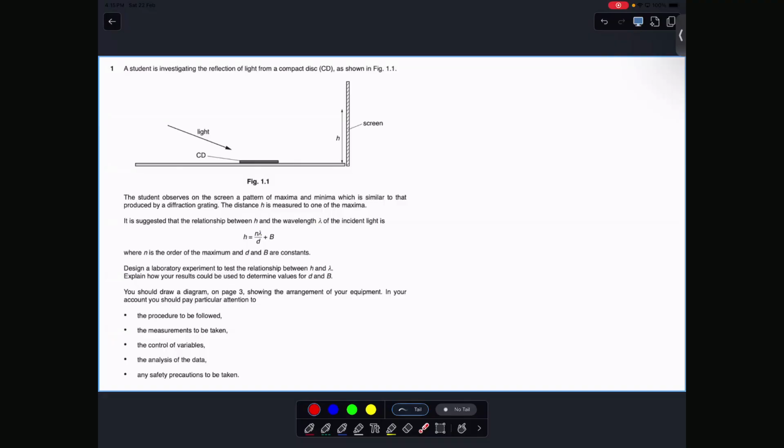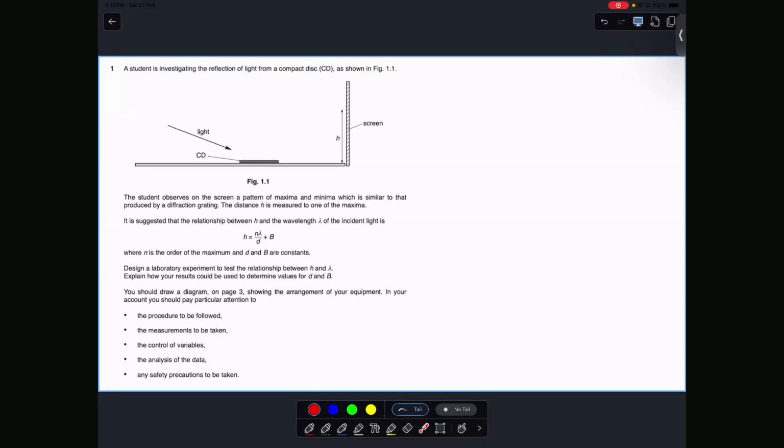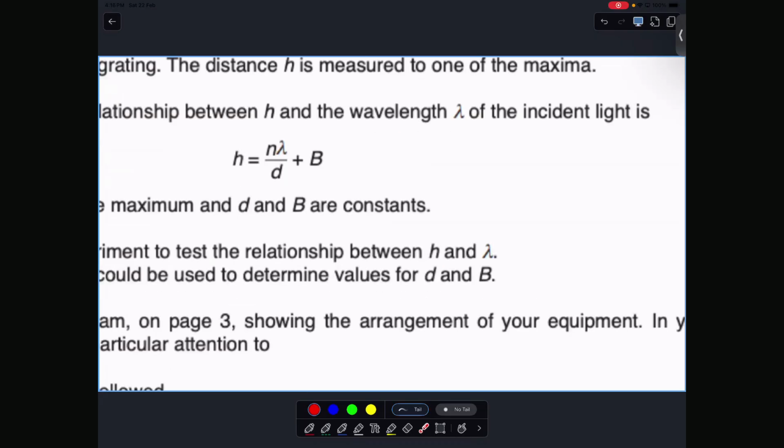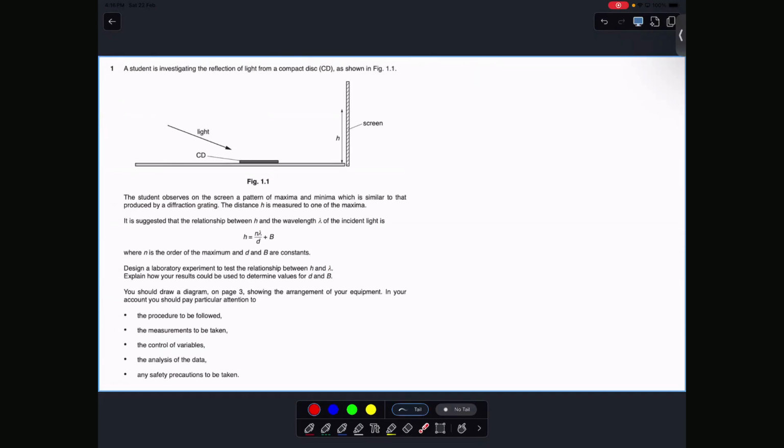So let's look at this. It says the student is investigating the reflection of light from a compact disc as shown in figure 1.1, and light will hit the disc and then the screen. The student observes on the screen maxima and minima, which is similar to that of a diffraction grating. The distance h is measured to one of the maxima. It is suggested that the relationship between h and the wavelength lambda of the incident light is given by h equals n lambda by d plus b. N is the order number of the maxima, and d and b are constants.